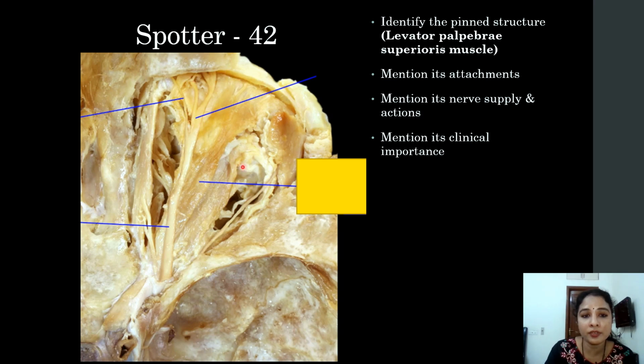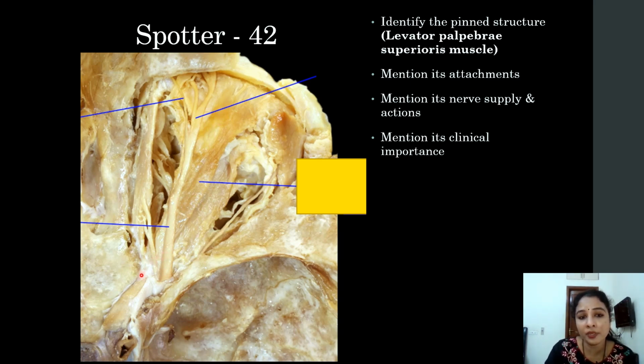Here is a beautifully dissected image showing all the other structures that we studied earlier also. So I'll just revise before going to levator palpebrae superioris. This one is the frontal nerve. We can see the frontal nerve dividing into the supraorbital and supratrochlear nerves, which are the terminal branches of the frontal nerve. And beneath the frontal nerve, this muscle is the levator palpebrae superioris.